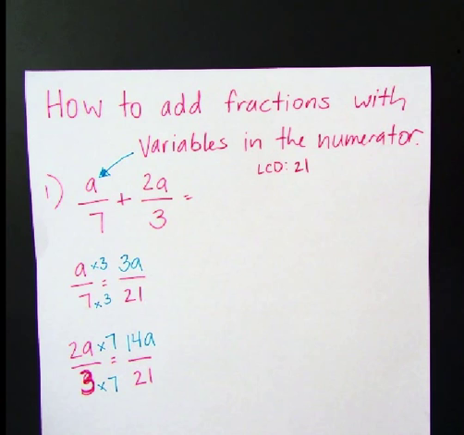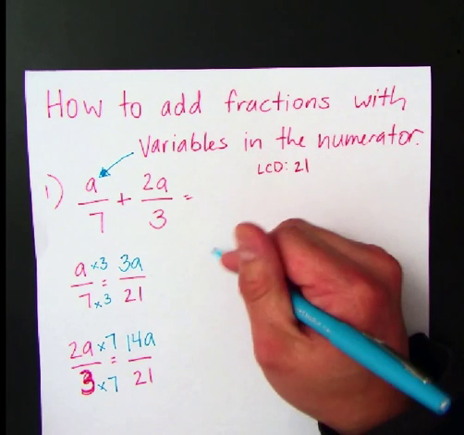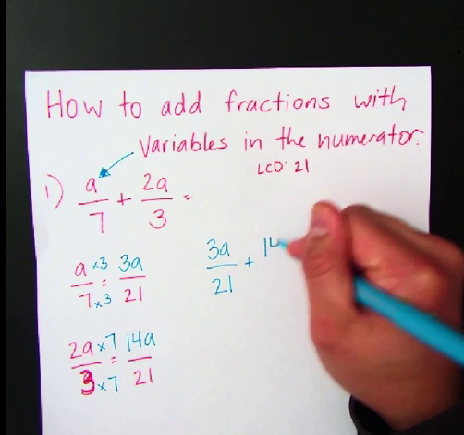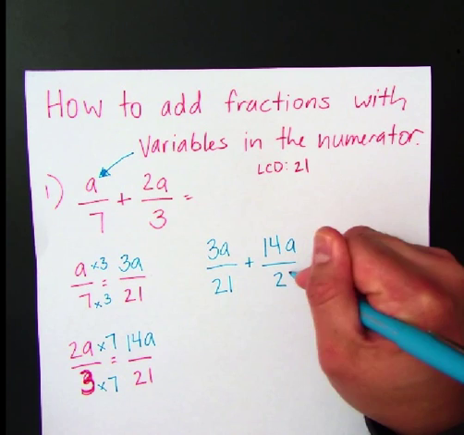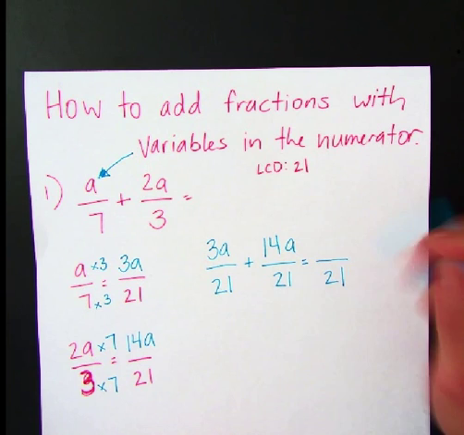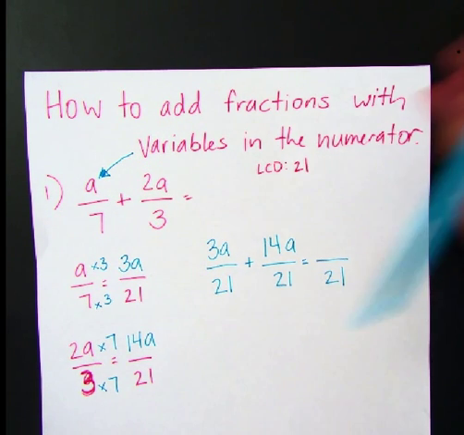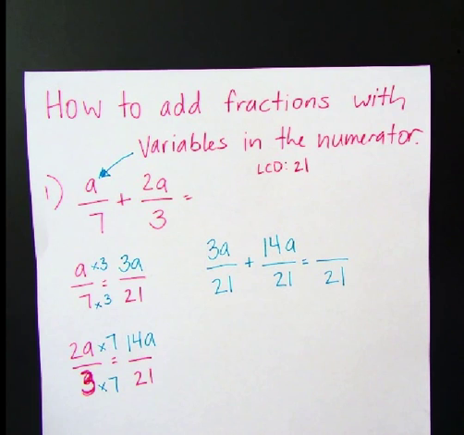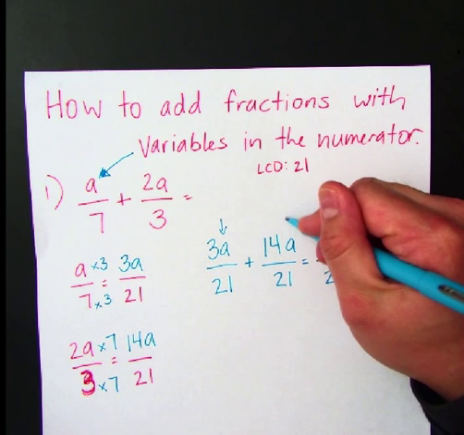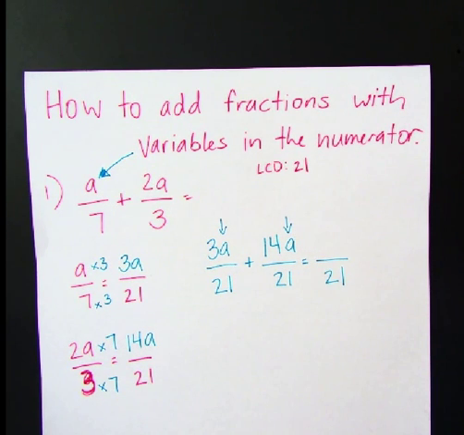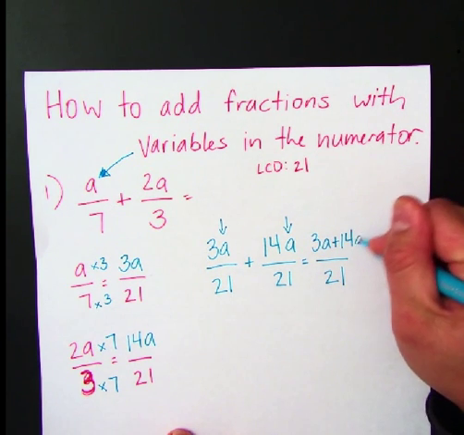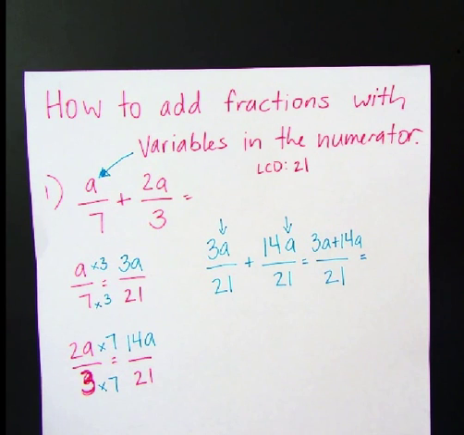Now that we have a common denominator, we can combine these. So I have 3a over 21 plus 14a over 21. Now, our denominators are the same, so it will remain the same. Okay? Now, in this case, we have 3a and we have 14a. These are what we call like terms. They have the same variable, and so that means that we can combine them. Okay? So we have 3a plus 14a. And we can only do this because they have the same variable.